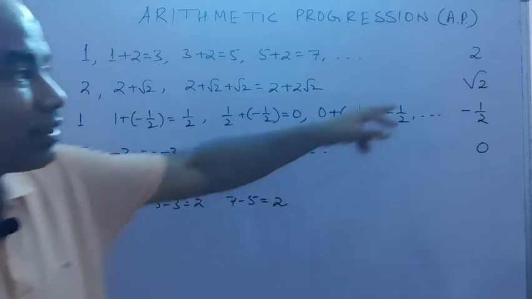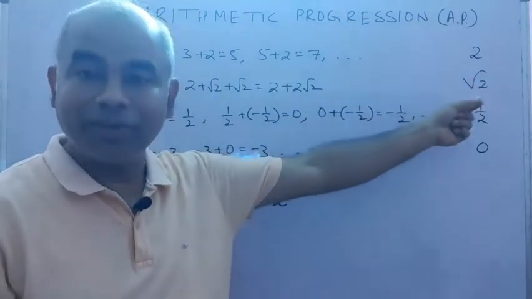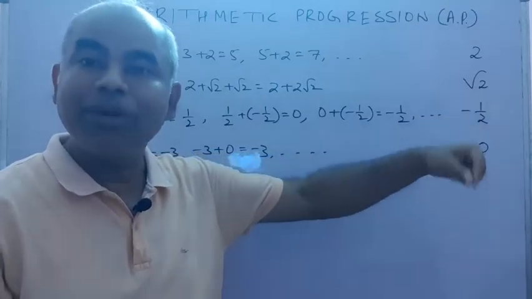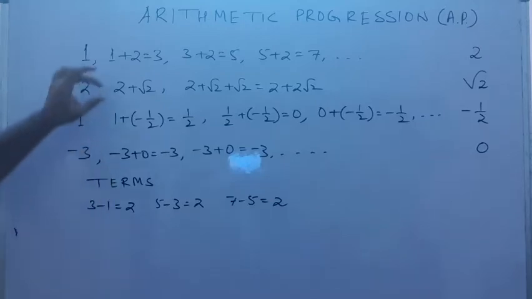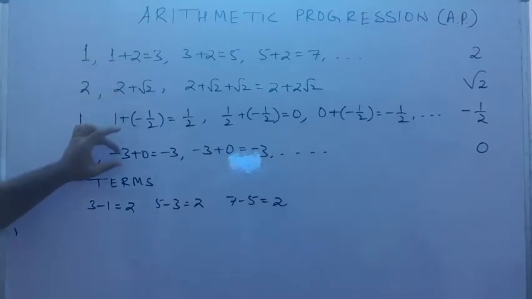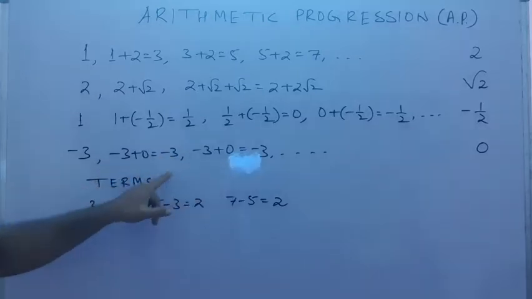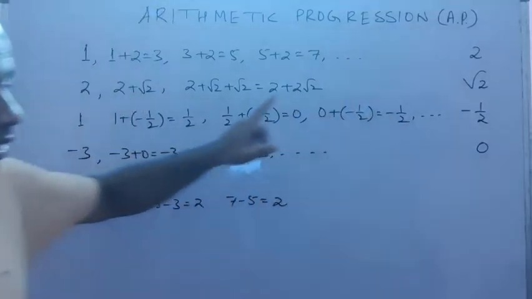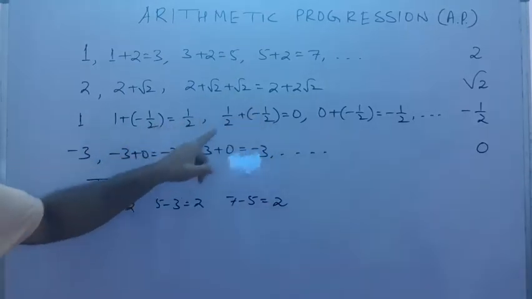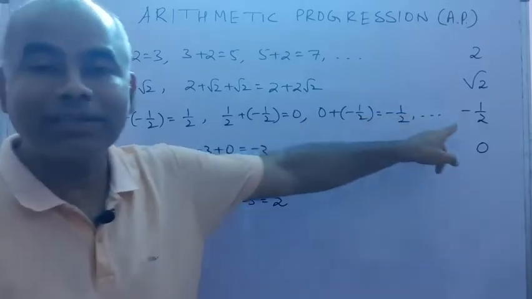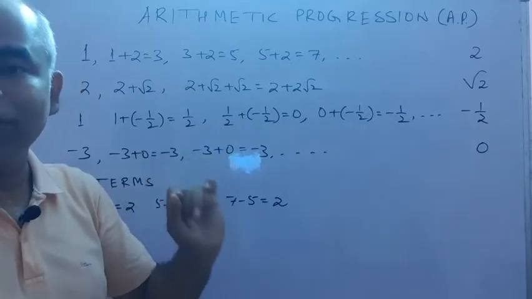And what is the difference? The difference is whatever number you add to get the second number, or whatever number you add with the second number to get the third number; that constant is this difference. You can see the same thing here also. Here, if I find the difference of the third and second term, my answer will be 0. Here, if I calculate the difference of the second and first term, or third and second term, or fourth and third term, my answer will be minus 1 by 2. Same in the case of the second arithmetic progression also.